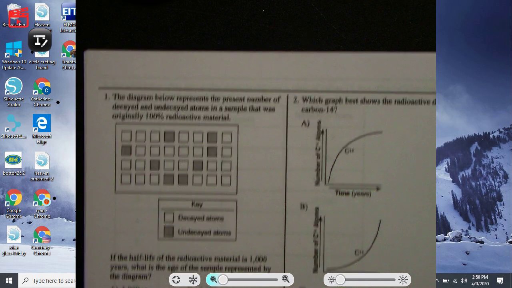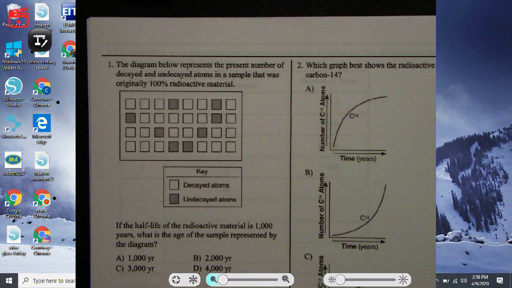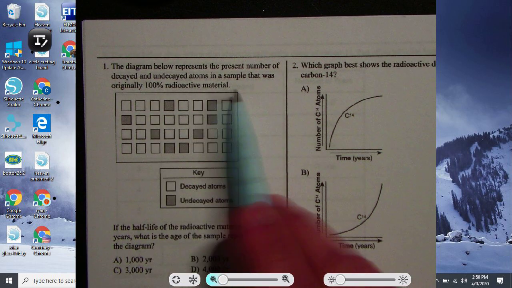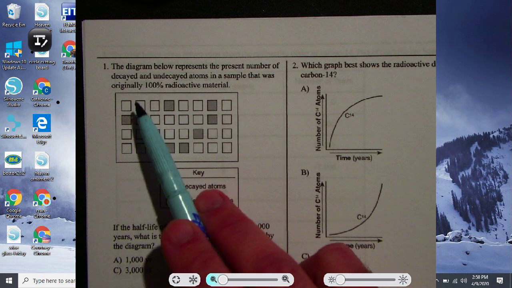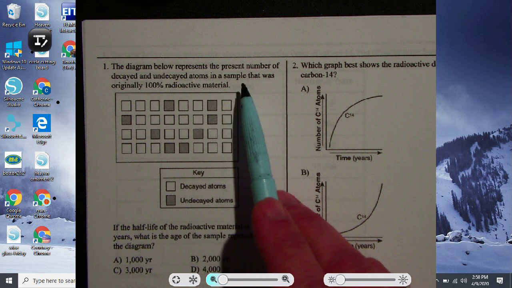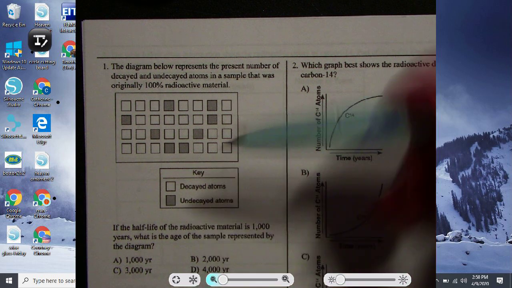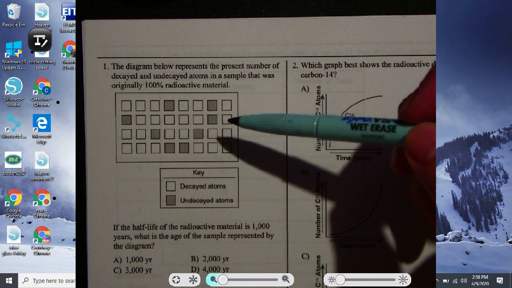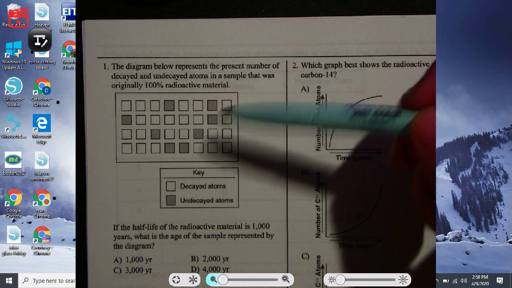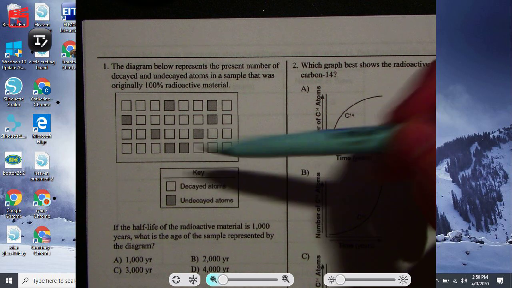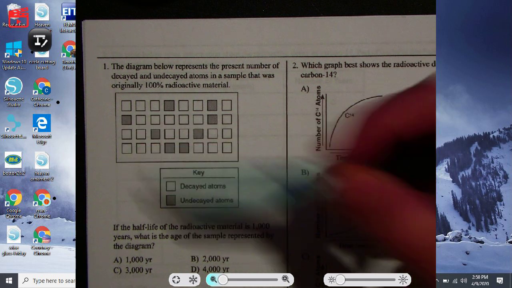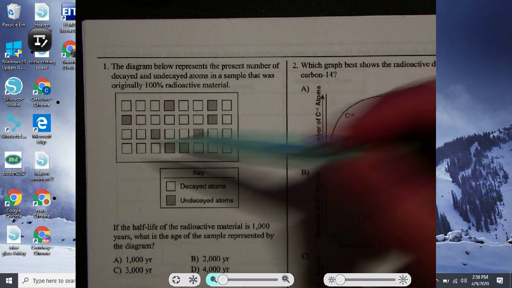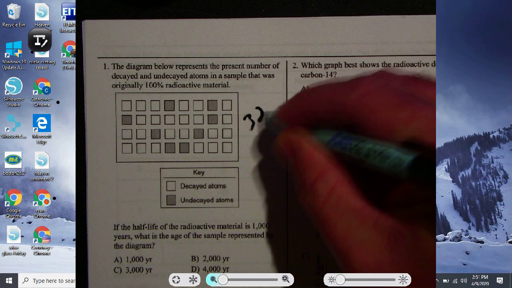So we're going to start with question number 1. Obviously, it's a very good place to start. All right, so it says, the diagram below represents the present number of decayed and undecayed atoms in a sample that was originally 100% radioactive material. So let's back up. At one point in time, all of these boxes were radioactive. So the question is, how many were there and how many are still radioactive? Well, there is 1, 2, 3, 4 by 1, 2, 3, 4, 5, 6, 7, 8. So that 4 times 8 is a grand total of 32 boxes.